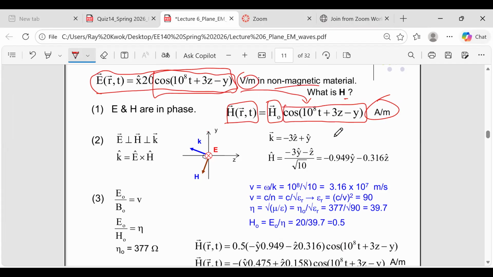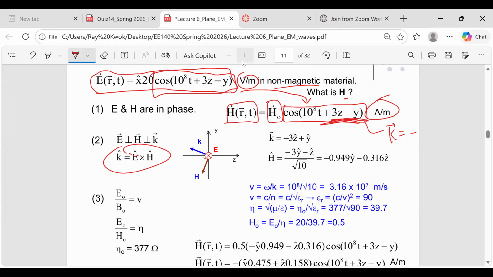And then I need to figure out the direction and the magnitude, right? The direction, I know E cross H is k, the direction. So how do I find k? Looking at this, what is k? What is the k vector? Tell me. Negative. Okay, not right on here.